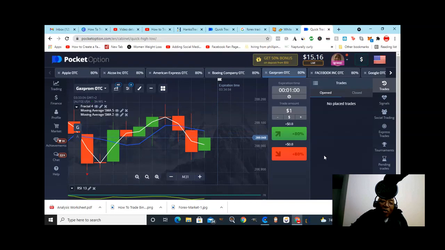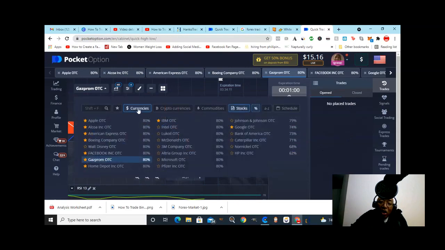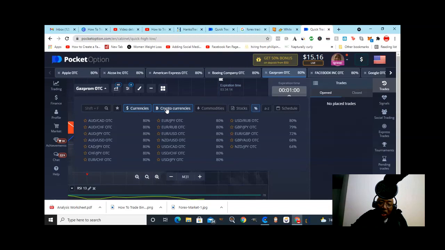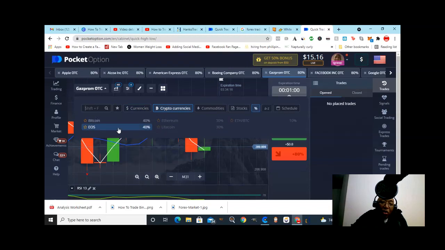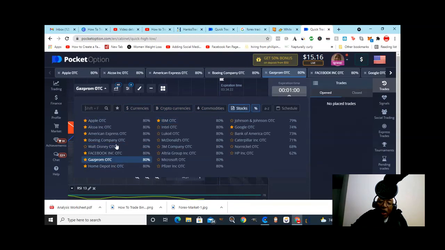And you have choices of currency pairs, OTCs, cryptocurrencies, Bitcoin and the like, commodities like silver and gold, and stocks for the major companies: Apple, Alcoa, American Express, Boeing, Walt Disney, IBM, Intel, Johnson & Johnson, Google. They're all here. So you just pick. I always pick the ones that are paying the highest percentage profit, 80%.